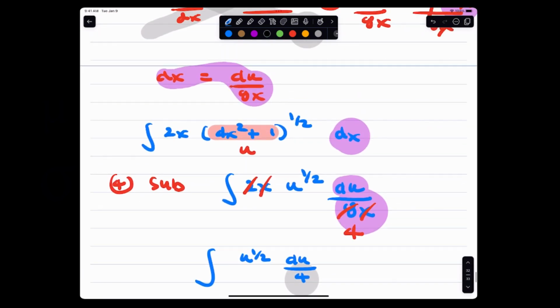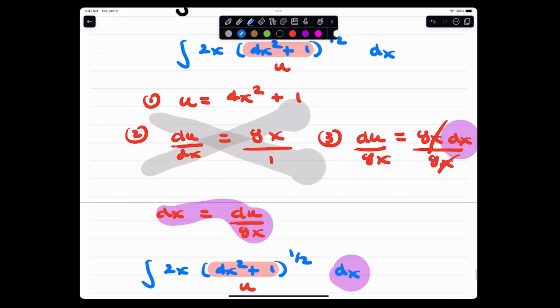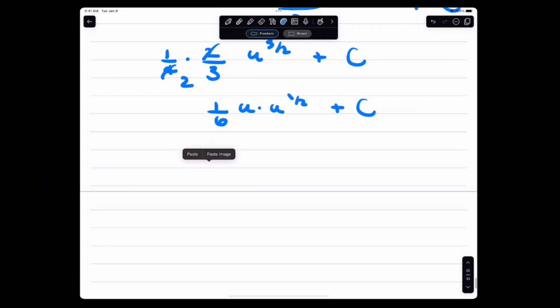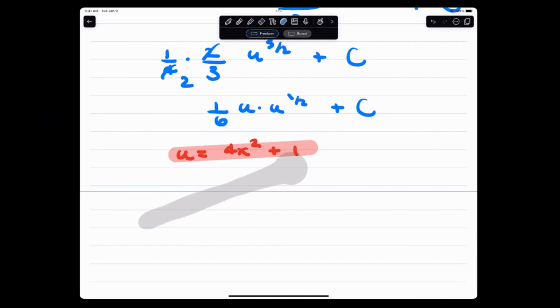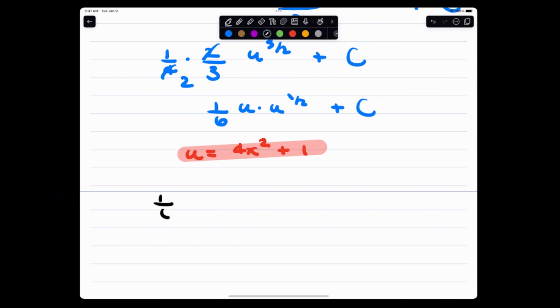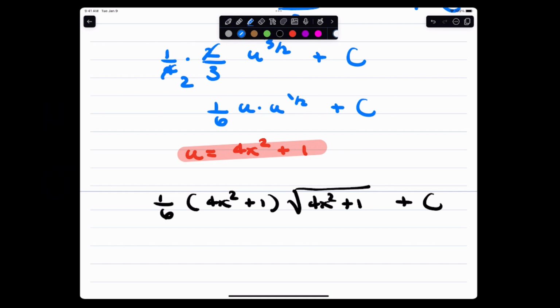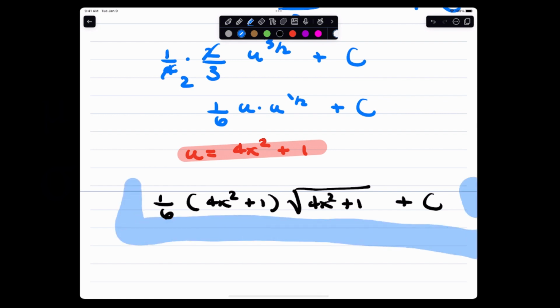What's your u? Final answer, what do you guys get? 1/6 times 4x squared plus 1 times the square root of 4x squared plus 1, plus C. So your answer has to always go back in terms of the variable x because you're trying to get the antiderivative.